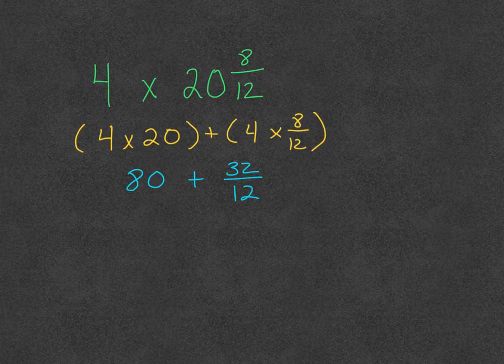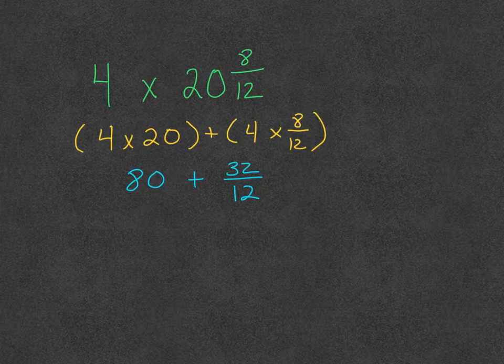All right, we cannot leave 32/12. We need to simplify this and make it into a mixed number. So we need to think about how many wholes I can pull out of this. 12 times what gives us close to 32? Well, if I did 12 times 3, that would give me 36. So that's too high. So there's going to be 2 wholes that I can pull out of this, and that would give me 24.